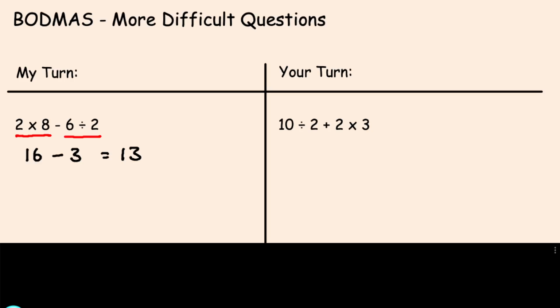The second one, you're going to have a go first and see what answer you come up with. Let's pause the screen. Right, okay, so the answer you should have got is 10 divided by 2 and 2 times by 3, sorry. That should give you 5 plus 6, gives you 11.